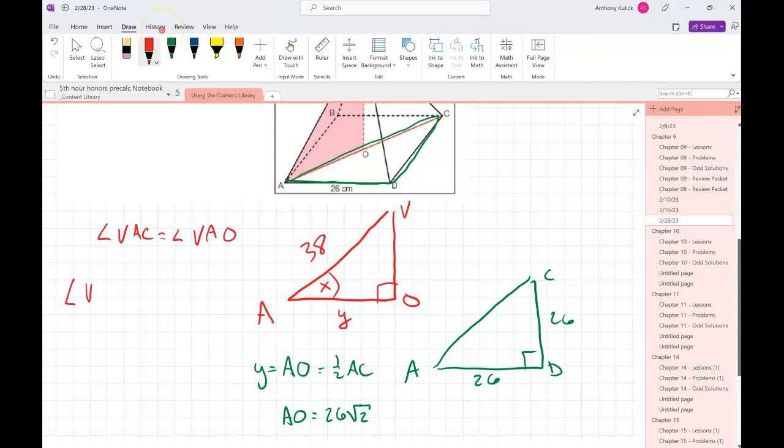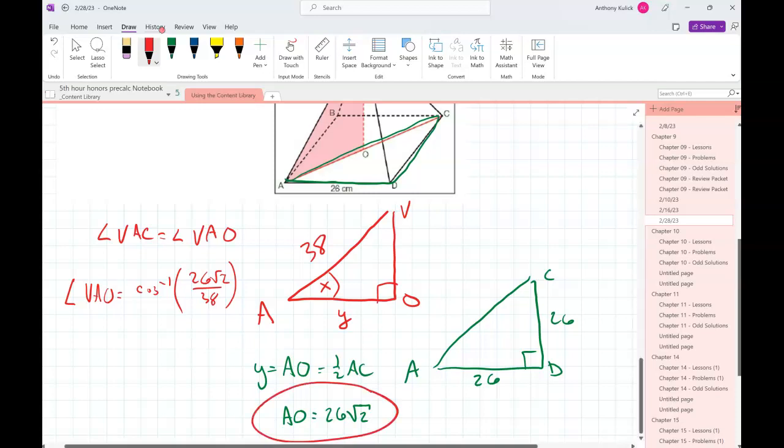So then angle VAO is going to be the cosine inverse of 26 root 2 over 38. Does that feel okay? Okay. And again, to get that, I just did the Pythagorean theorem and simplified. Or I used my special right triangle 45, 45, 90 triangle definition. Either one is appropriate. It doesn't matter.